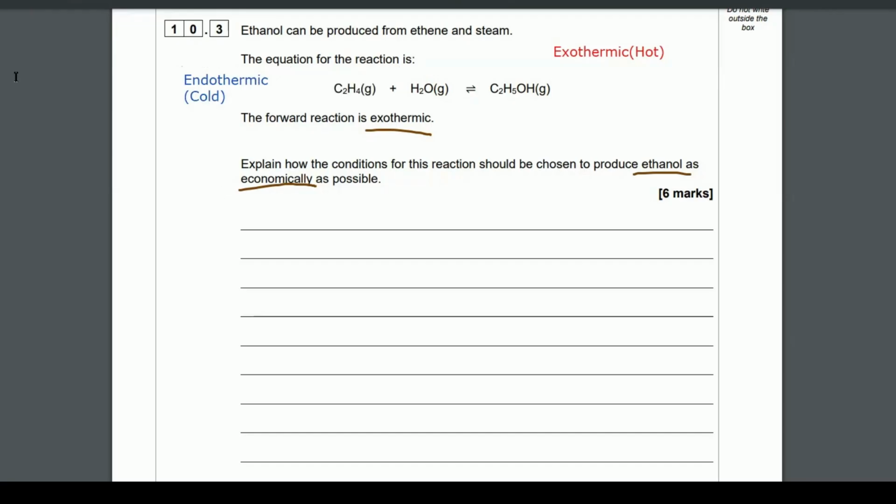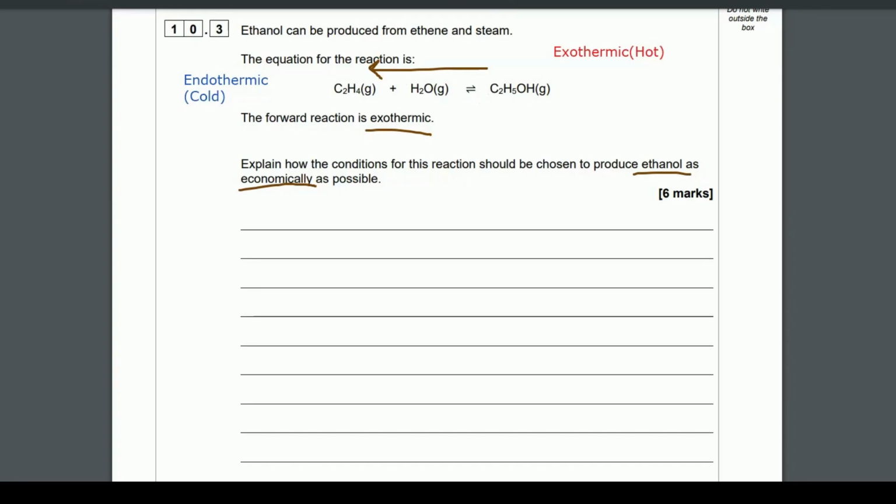And then we need to use a bit of Le Chatelier's principle here. So if I use a high temperature, which direction is this reaction going to shift? Remember Le Chatelier said, if you increase the temperature, the reaction will do the opposite, and so it will try to cool down. So if I make the reaction warmer by increasing the temperature, the reaction is going to go this way, and I'm not going to get a lot of ethanol. It's going to decrease my yield of ethanol.